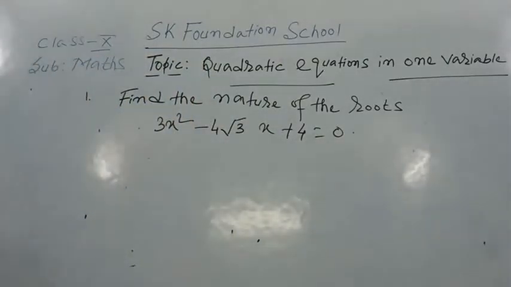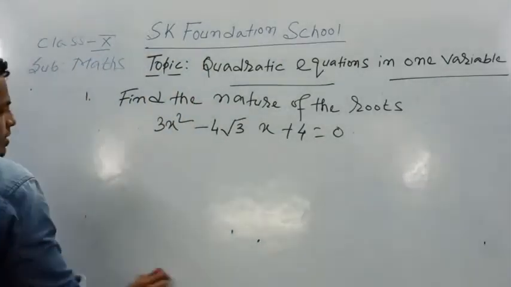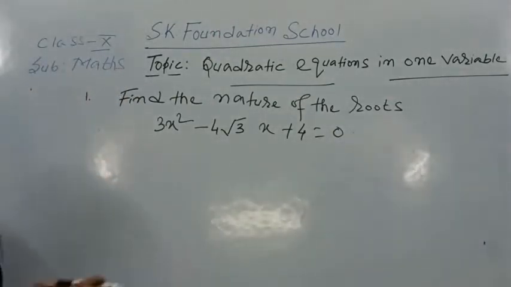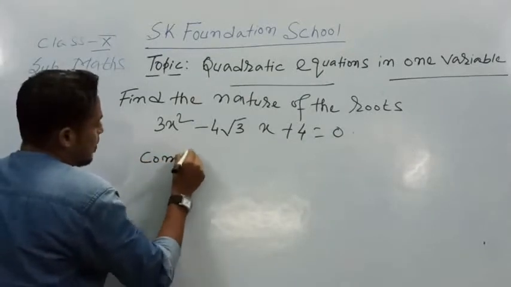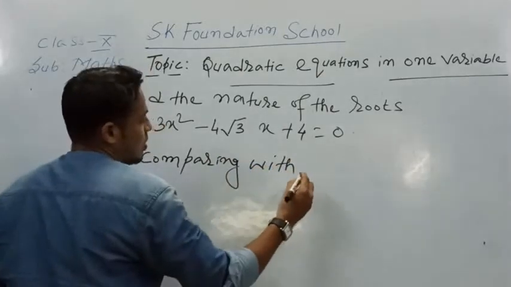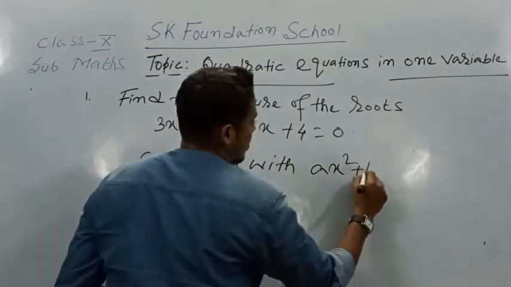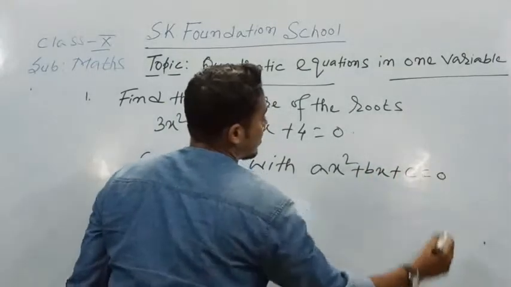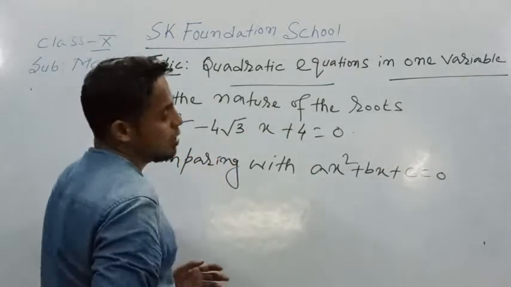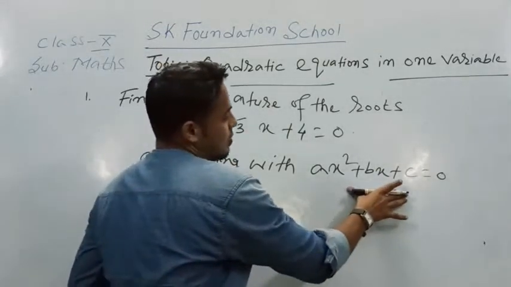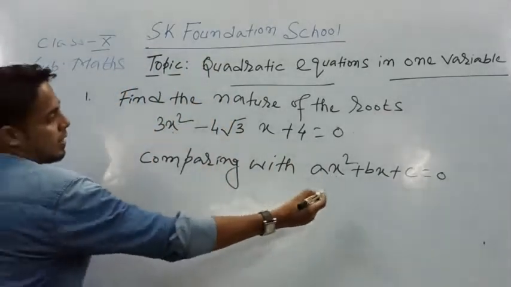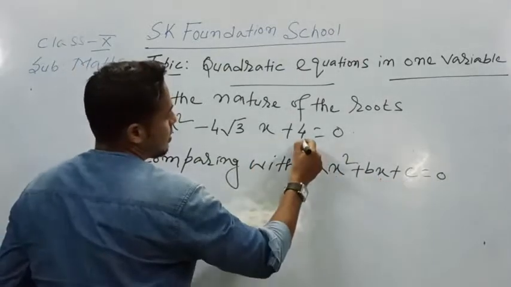Okay, so in a quadratic equation we always compare the given equation with ax square plus bx plus c. If any equation is given, we always compare it with this equation. Okay. So look here. x square is also x square, x, and c means here 4.